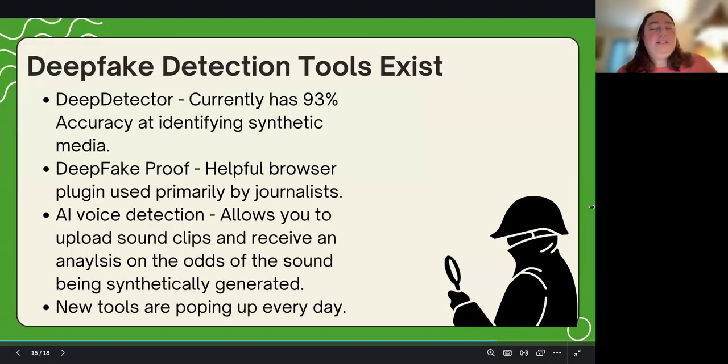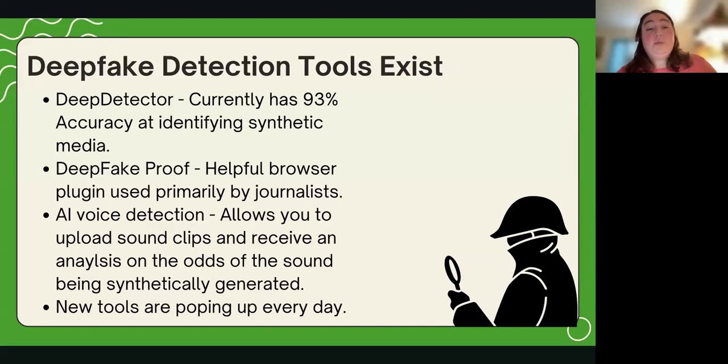And then, when in doubt, deep fake detection tools do exist. Some of them cost money, some of them are available free of charge. Deep Detector currently has a 93% accuracy at identifying synthetic media. It's primarily used for video and images. It's less good at voice mimics.